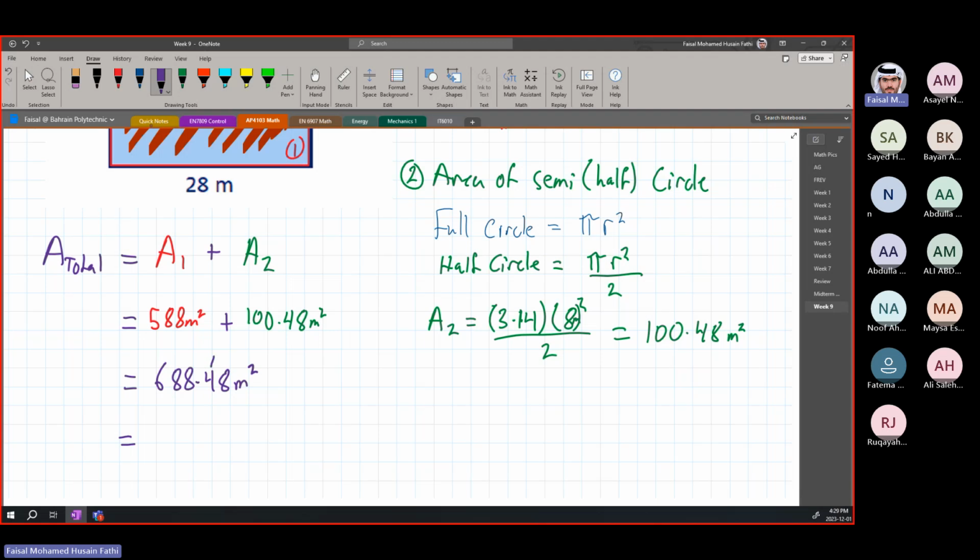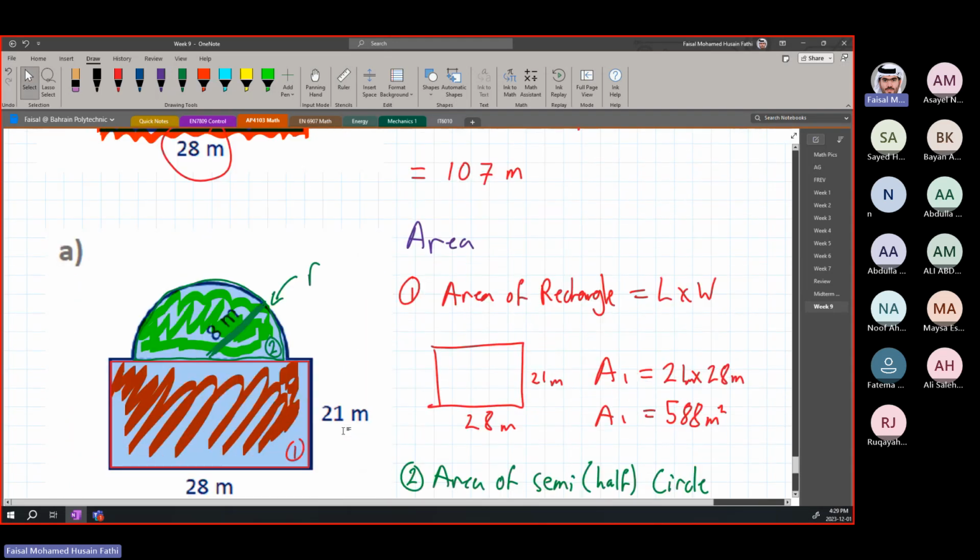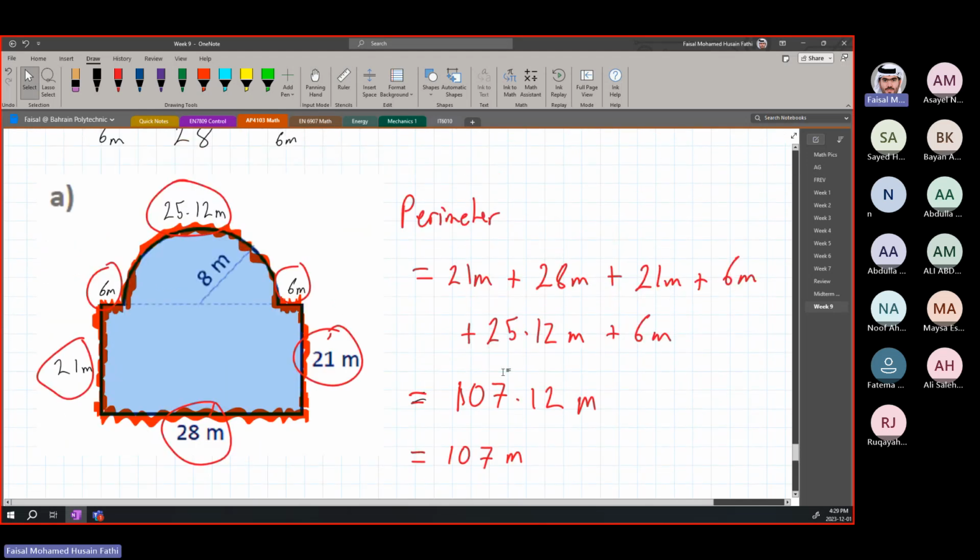We look at the 4 over here. Is it less than 5? Yes, it is. So it's just going to stay as 688 meters squared. And that's your final answer. Any questions about this before moving on?